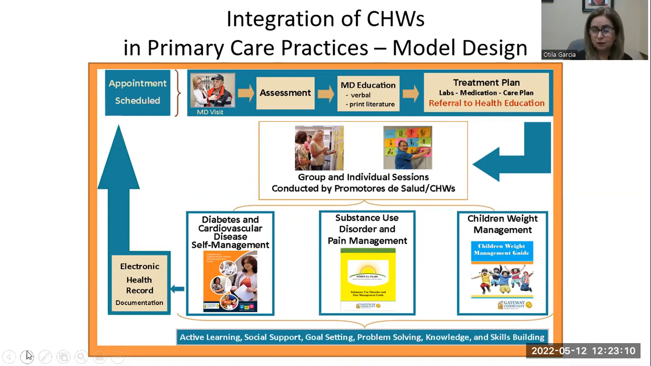After we decided to integrate the community health workers into that model, then as part of the treatment plan for the patients, they start referring those patients to receive health education. And like I mentioned before, those sessions we provide in one-to-one sessions, or it can be in a group setting. Right now, we're following 3 different curriculums: the diabetes and cardiovascular disease self-management curriculum, the substance use disorder and pain management, and the children weight management.